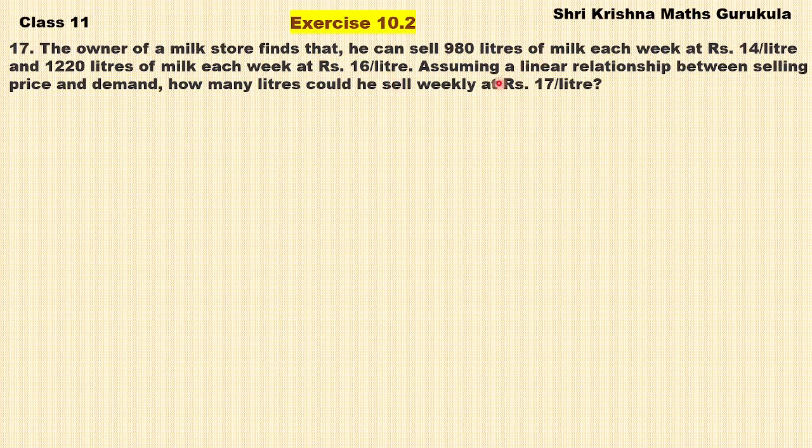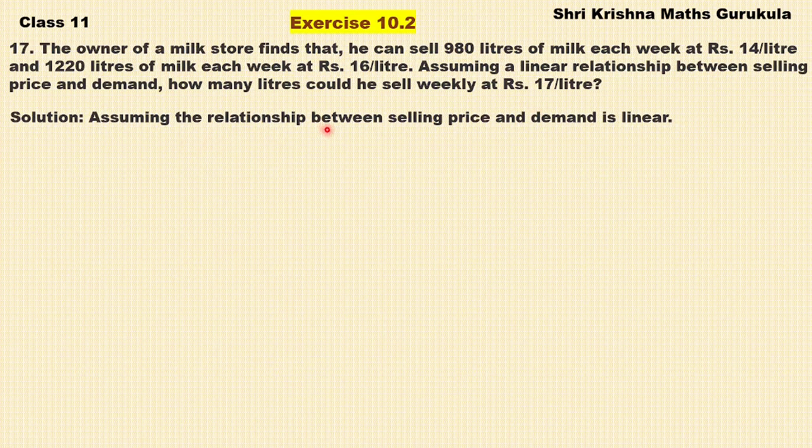Okay, you got the logic now? Yes. Now let us check the remaining part of the question. Assuming a linear relationship between selling price and demand. What do you understand from this? Assuming a linear relationship, that is, as one variable increases, the other variable also increases. There is no fluctuation in the second variable, the dependent variable. That is why the relationship is linear between selling price and demand. If so, how many liters could he sell weekly at 17 rupees per liter? So if the selling price is fixed as 17 rupees per liter, how many liters of milk will be in demand? That is what we have to find now.